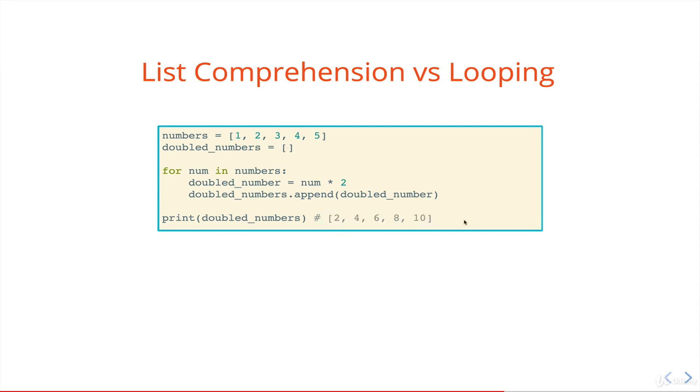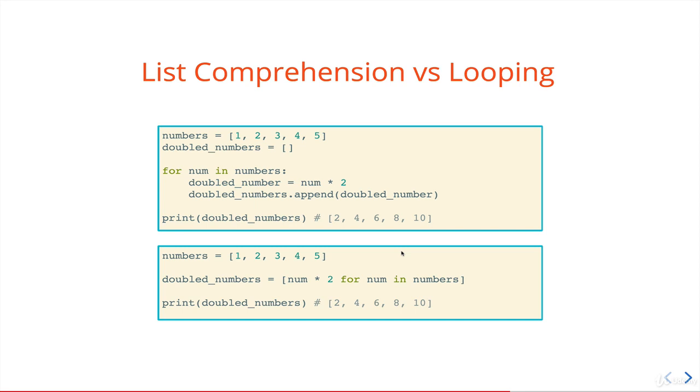But using a list comprehension, we can do it in a single line. So we have our numbers list, and then all we have to do is write list brackets, num times 2 for num in numbers. And Python takes care of the rest. It generates a new list with 2, 4, 6, 8, and 10. So we can do the same thing, it's just a lot more concise and definitely preferable, it's just better than this example. So it's really helpful stuff.